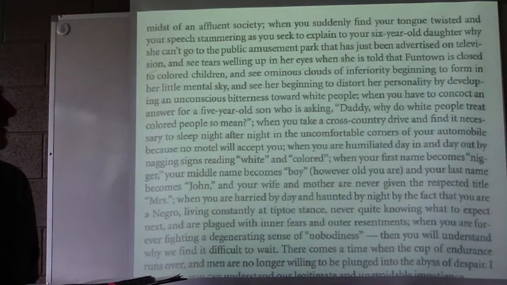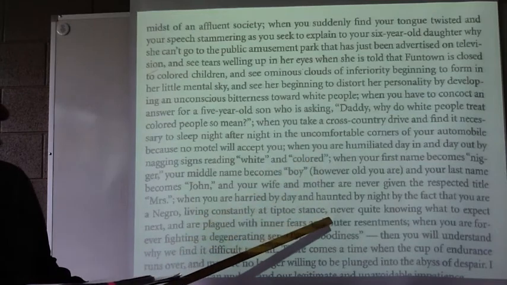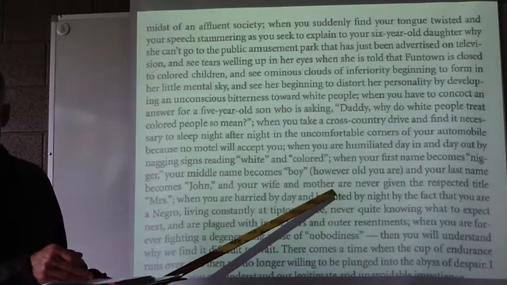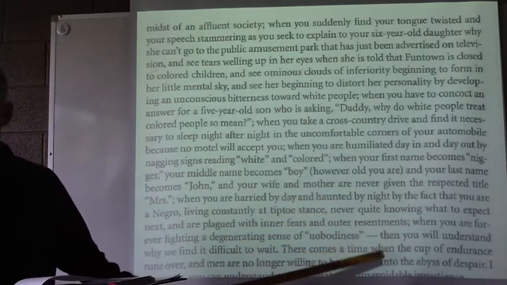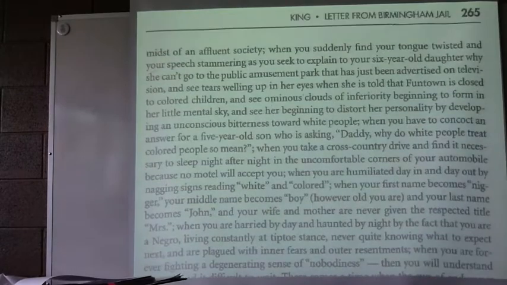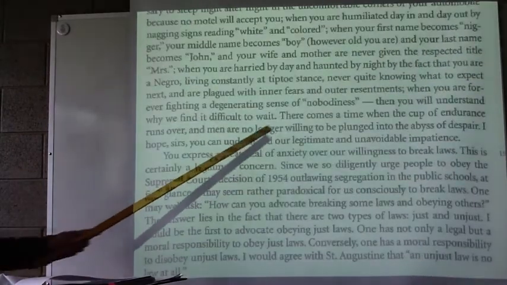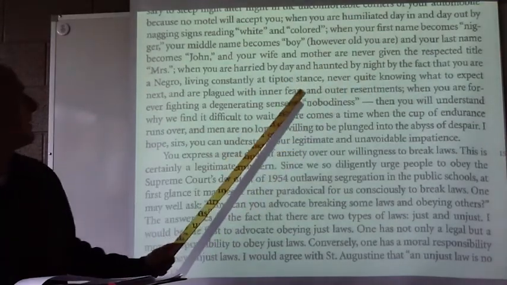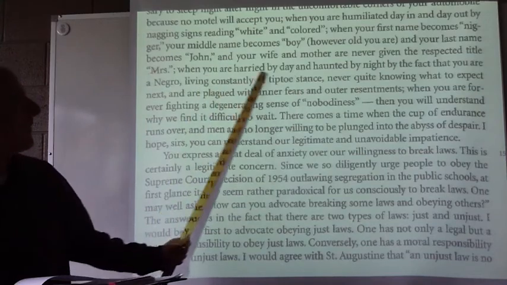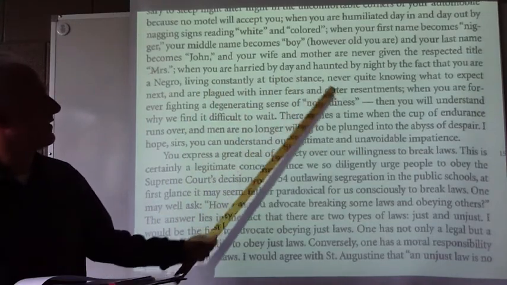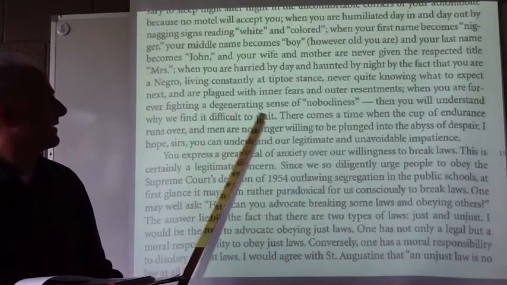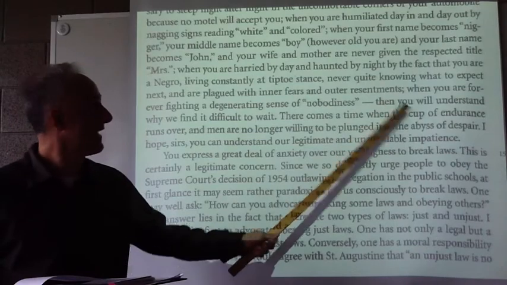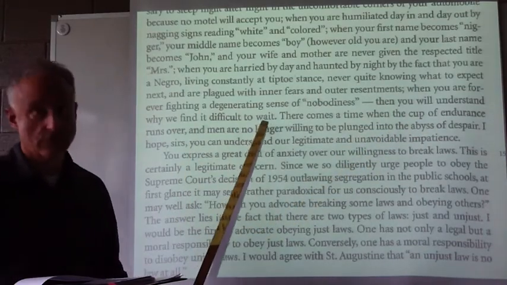with, find it here, after the hyphen. Oh, it's way down there. Okay. When you are harried day by day and haunted by night, when you are forever fighting. So after the 10th one, he finally ends with the independent clause. Then you will understand why we find it difficult to wait.